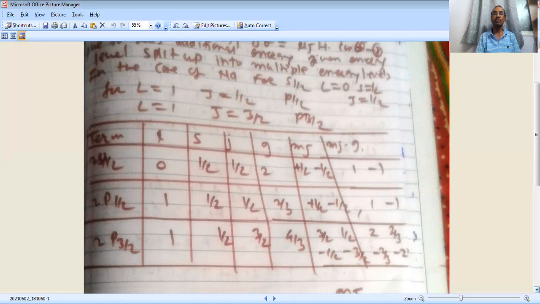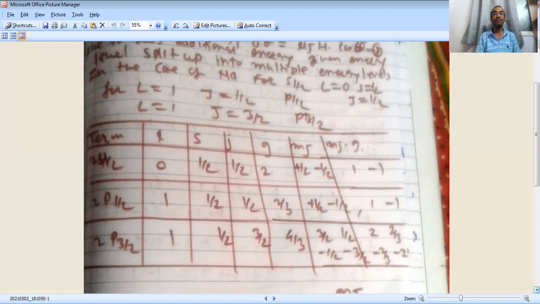Again here Mj into g: plus 1 half multiplied by 2 by 3, the value is 1 by 3. Similarly minus 1 by 3. It is not written here, you correct it. Next row, 2P 3 by 2. Again L equal to 1, S equal to 1 half, J equal to 3 by 2, g equal to 4 by 3, Mj equal to now 2J plus 1.